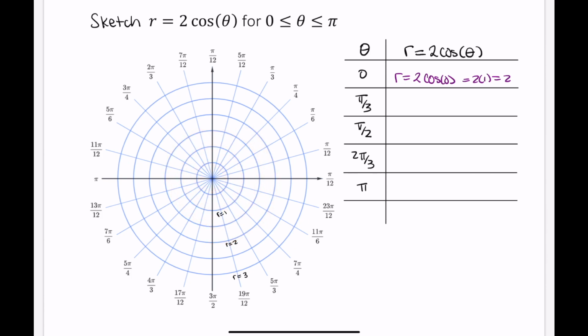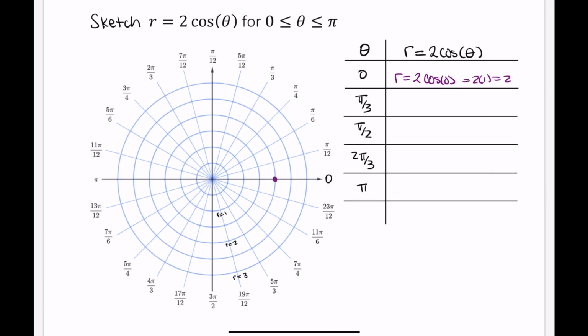Okay, so at an angle of 0, which I just realized I have mislabeled on my own document, I have it mislabeled as pi over 12. So let's quickly fix that. Yours in your own notes should be correct. There we are. So now here at this angle of 0, along the positive x-axis, I want to go out to where the radius is equal to 2. So that would be right there.